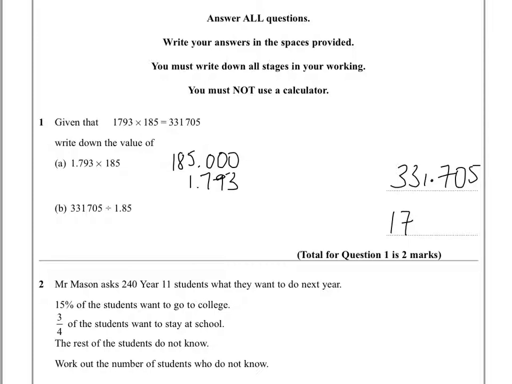So what that means is that our answer would be, so let's do it simply, it would be 1793 if we were dividing by 185. Since we're dividing by a number which is 2 decimal places smaller, our number should be 2 zeros greater.